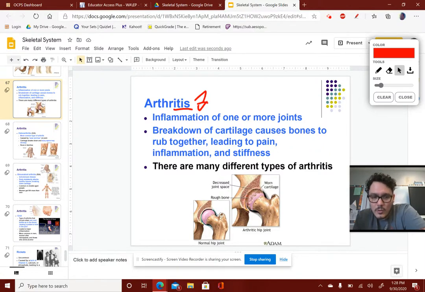Here we see a normal hip joint, right? You see that pink cartilage. You see the hip joint, which is in this yellow color. When the joint starts to deteriorate and there's decreased space, the cartilage itself will also become more worn, and then that causes the bones to grind against each other. Obviously, not good.